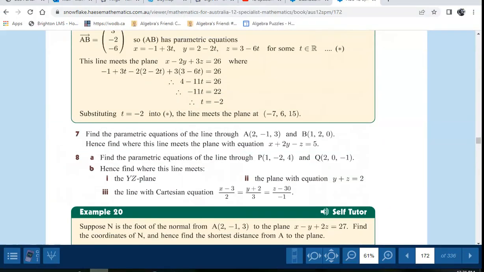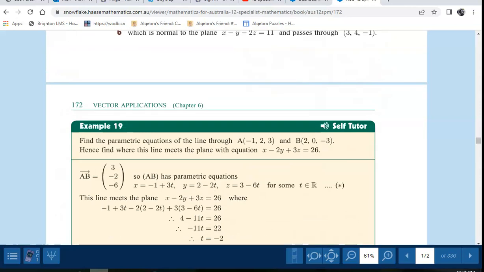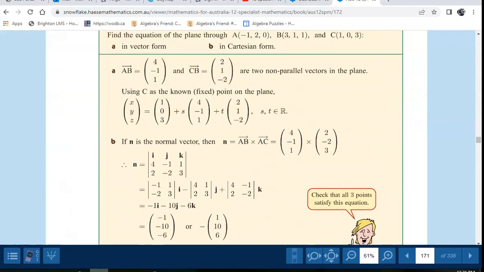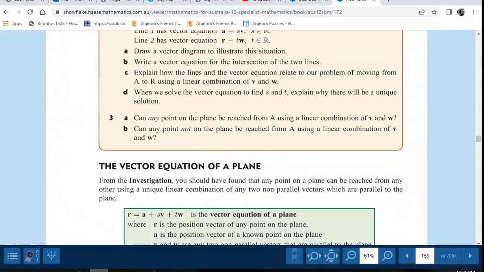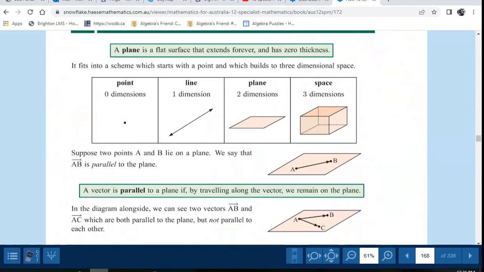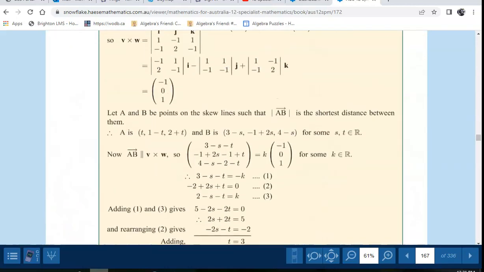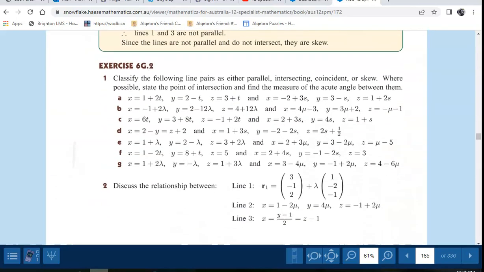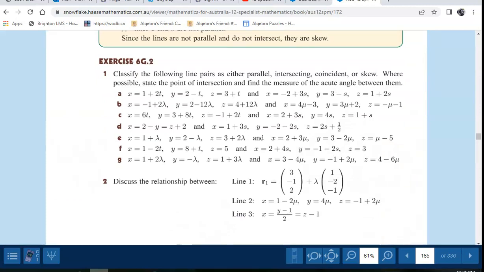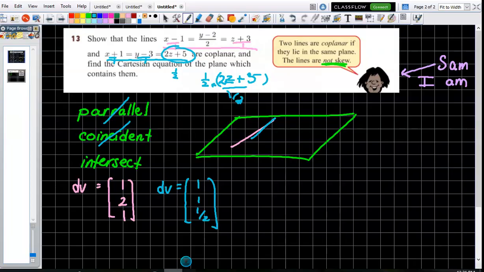Each little skill on its own, we go, oh, that's quite nice. But now when they keep going one into the other, that's when you have to have really nice notes and maybe go through and highlight. This is where we're finding where lines intersect, the one with the t's. Remember we did this? It seems like it was ages ago. So we come over here and we equate the x's, equate the y's, equate the z's.